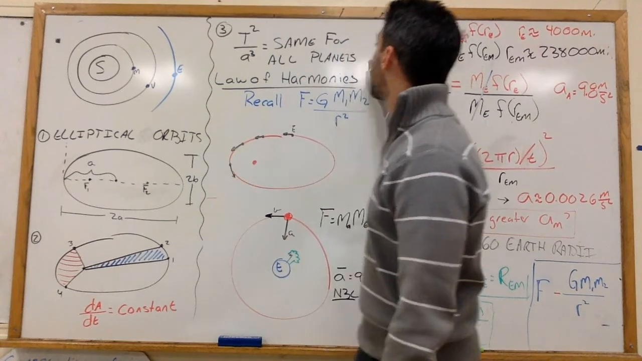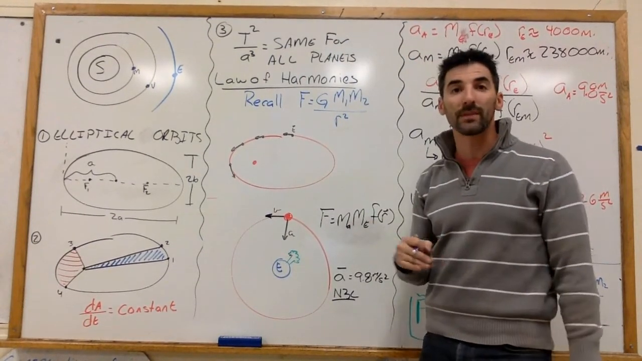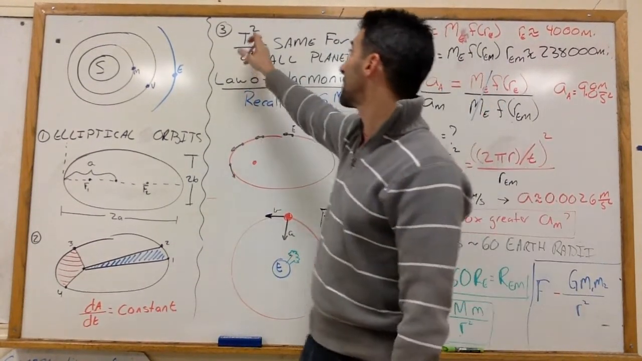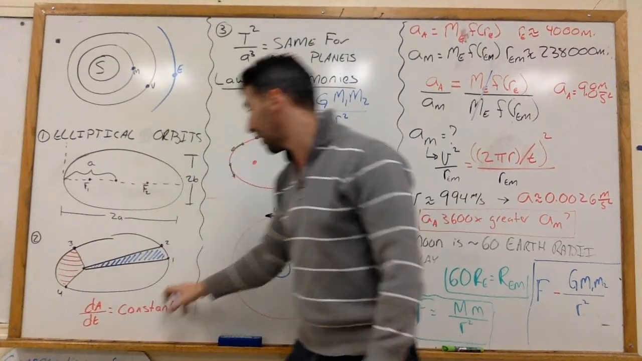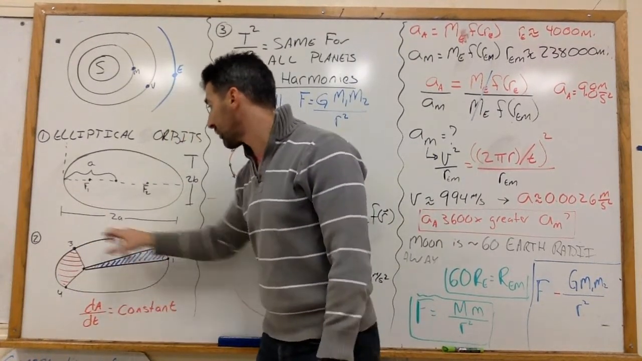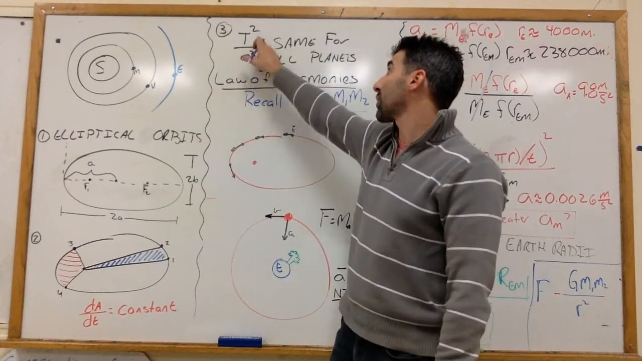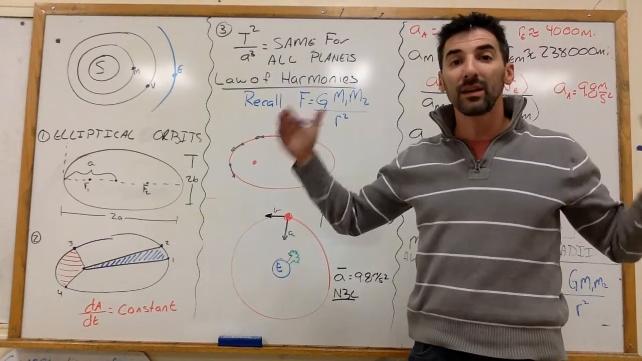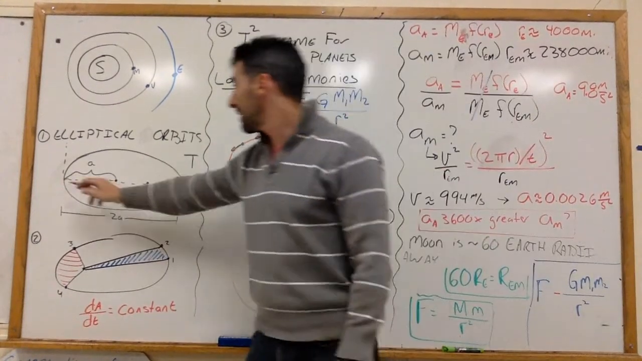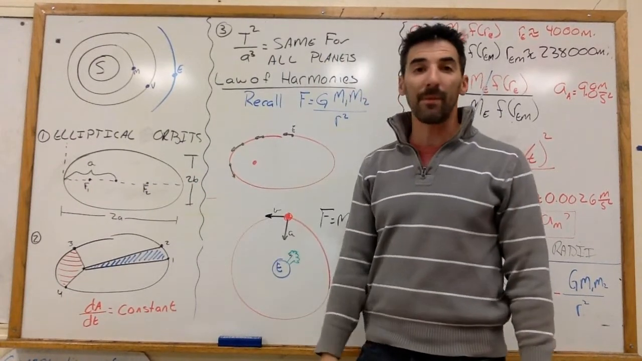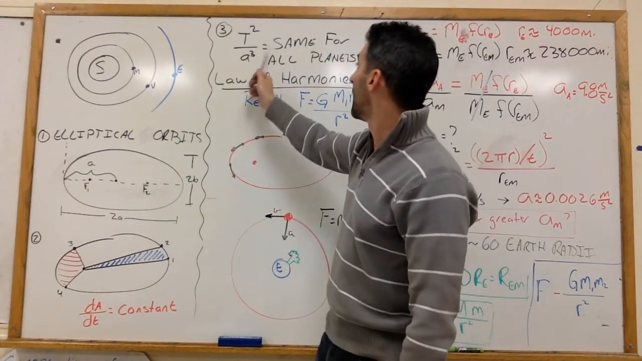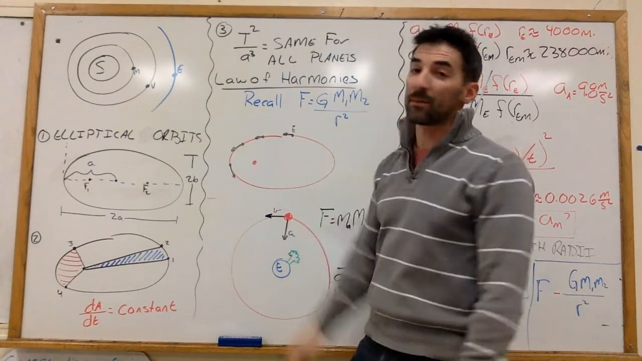Law number 3 is called the law of harmonies. I take the period of revolution all the way around my sun, from point 3 all the way back to point 3. I square that, and divide it by the cube of my semi-major axis. That ratio is the same for all planets.